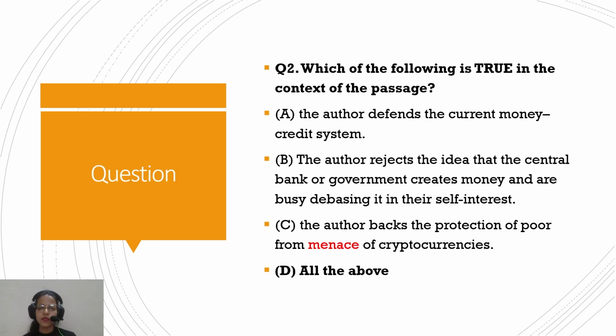Okay. So the question 2, which of the following is true in the context of the passage? The author defends the current money credit system. The author rejects the idea that central bank or government creates money and are busy debasing it in their self-interest. Option C, the author backs the protection of poor from menace of cryptocurrencies. So what the word menace means is the nuisance, or the sort of chaos, you can say, of cryptocurrencies. So in this, you see that all these points have been mentioned.